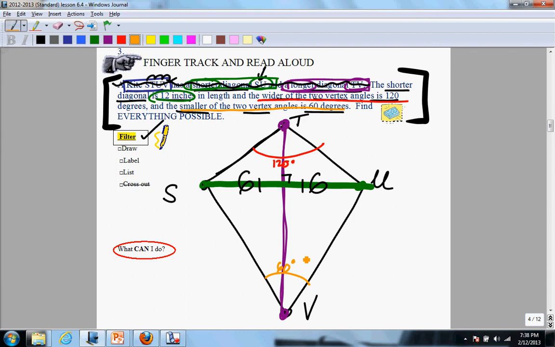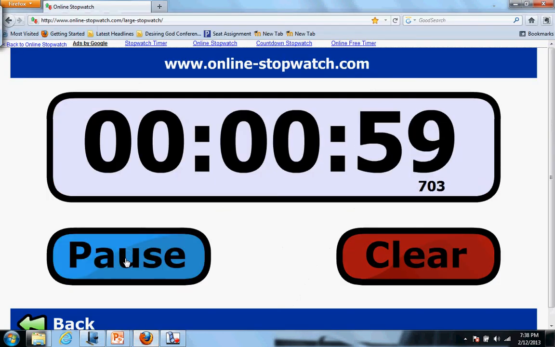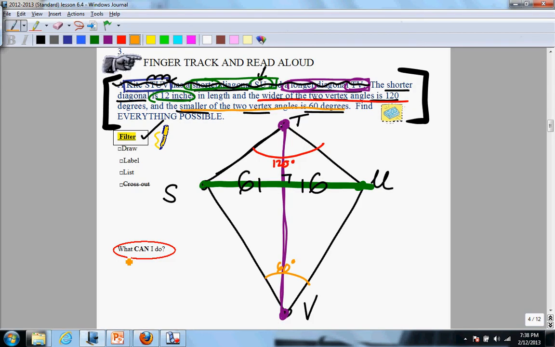What I'd like you to do is you and your quad mates attempt to squeeze out as much information about this using the properties of a kite in 1 minute, and then I'll go over the problem with you. You're attempting to find everything you can find about this diagram.